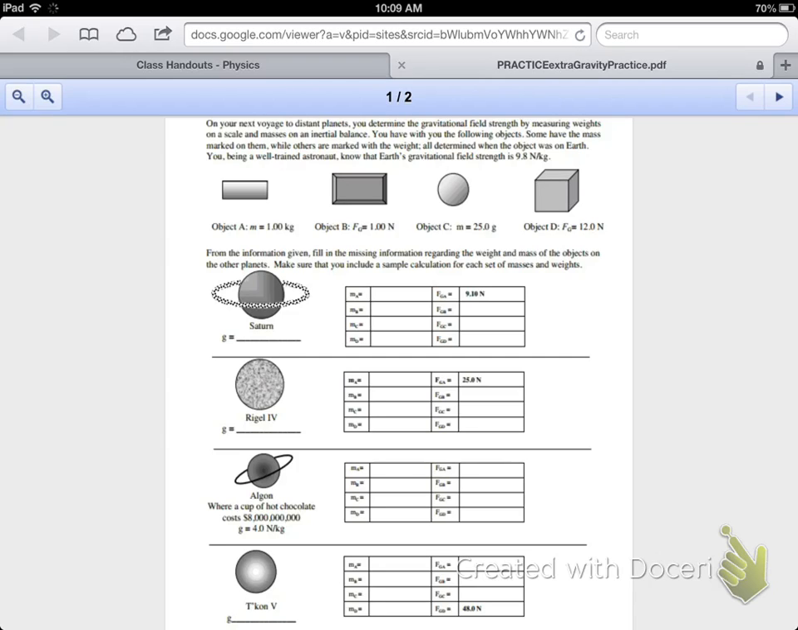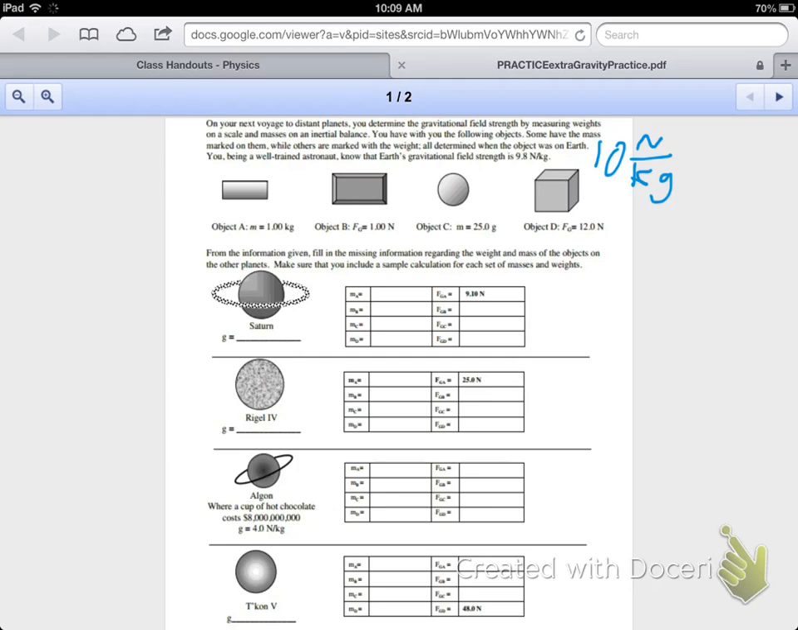Now here it says that Earth's gravitational field strength is 9.8 newtons per kilogram. For the sake of what we've been doing in class, and for nice easy math, we'll go ahead and use 10 newtons per kilogram. Now if you did use 9.8 for the worksheet, that's fine, your numbers will just come out to be slightly different. Now these 4 objects, this is what was done on Earth.